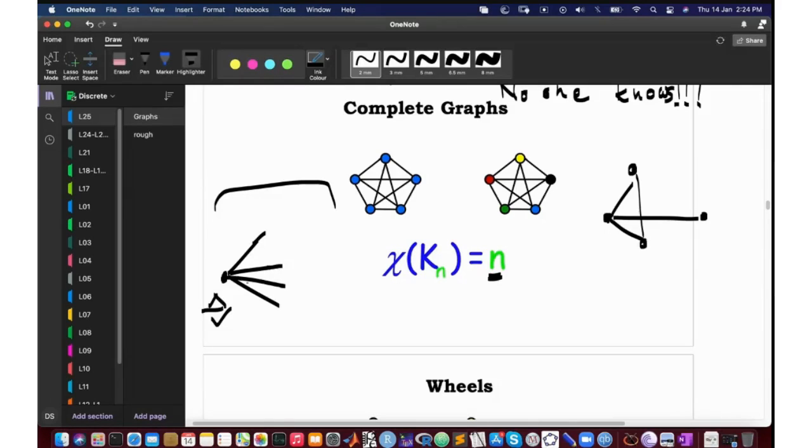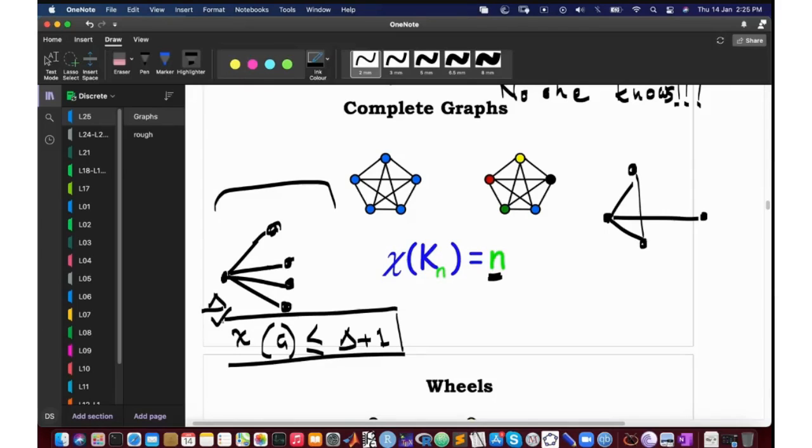So let's say this is a graph in which the maximum degree of a node is 4. And I'm claiming that 4 colors are enough to color. Sorry, what do I want to say? I want to say that 5 colors are enough. Degree plus 1 colors are enough. So chi of G is less than or equal to delta plus 1. How do I know this?